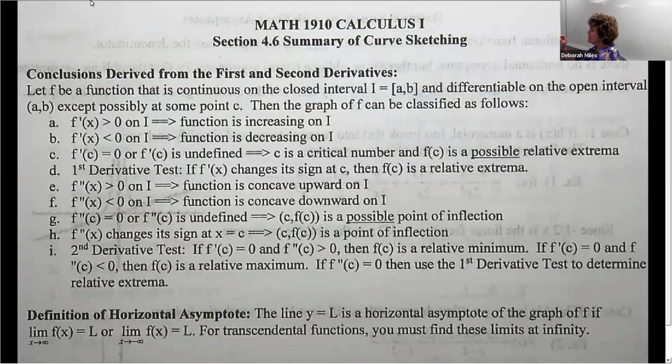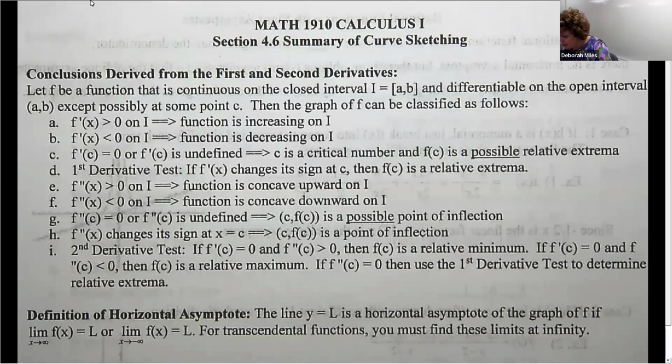Where the second derivative is positive, what does that tell you? Upward concavity. And where the second derivative is negative, that tells you downward concavity. And where the second derivative changes signs, either positive to negative or negative to positive, what does that tell you? That's a point of inflection.